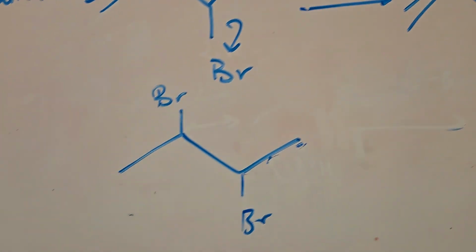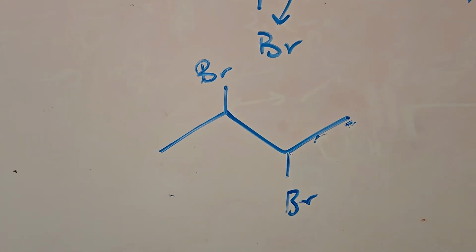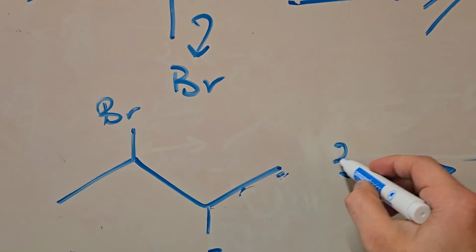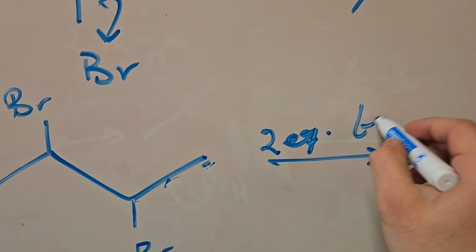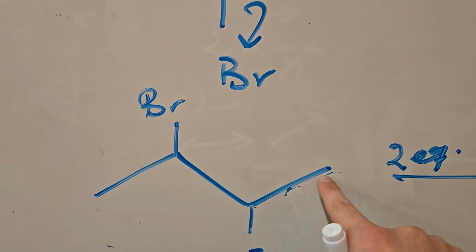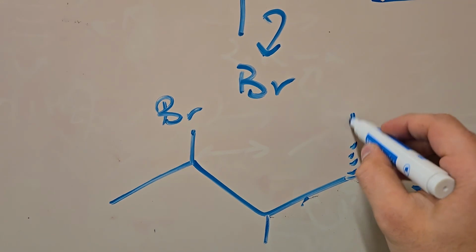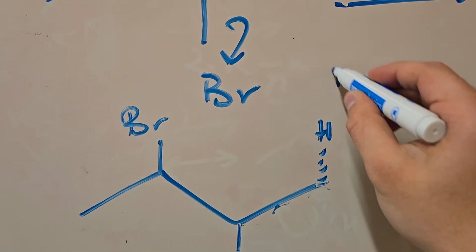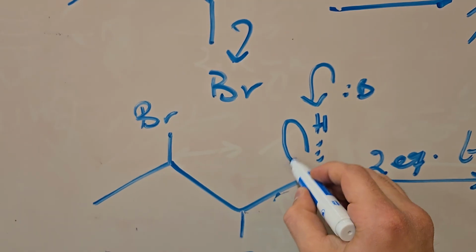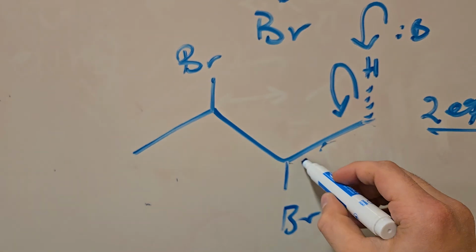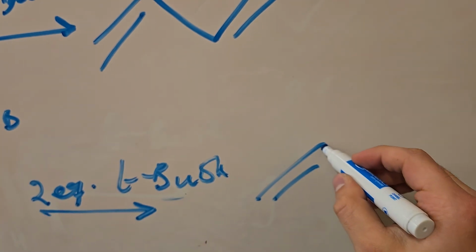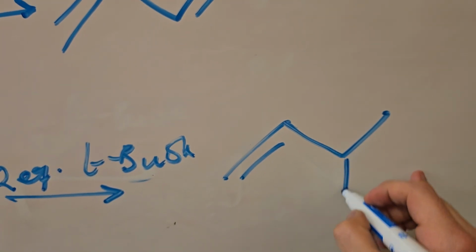Another example is a dihalide, a vicinal dihalide. In this example, similarly, we can use two equivalents of our bulky base, tert-butoxide, to double deprotonate. So the first deprotonation would happen here, where our base would deprotonate the hydrogen, and the electrons from the hydrogen would go to this carbon-carbon bond, thereby kicking out the bromine, so that we can produce this molecule.